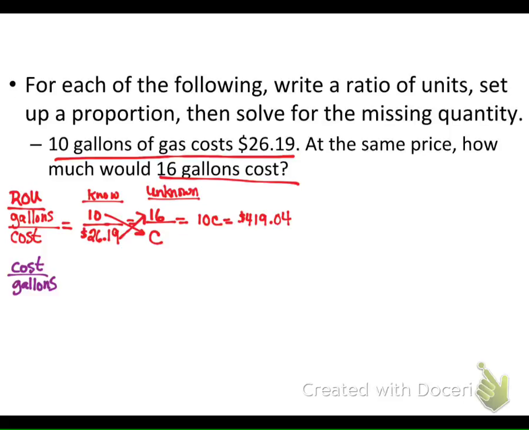So now we have a one-step equation. From here, I need to get the variable by itself, so I circle my variable. I draw my line of equality. To get the C by itself, I divide each side by 10. So C equals, so what's 419.04 divided by 10? 41.904.